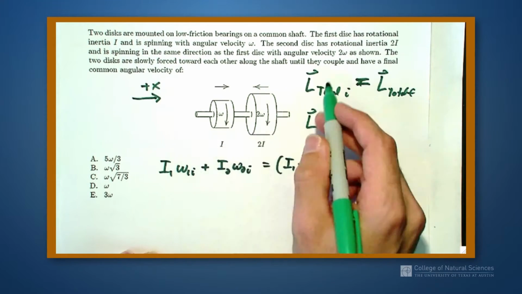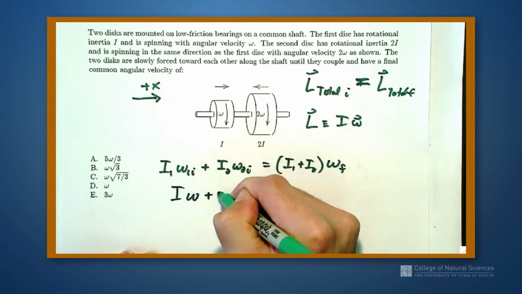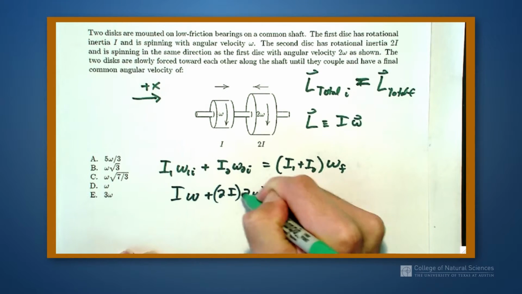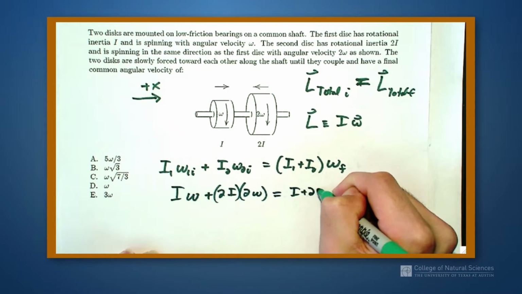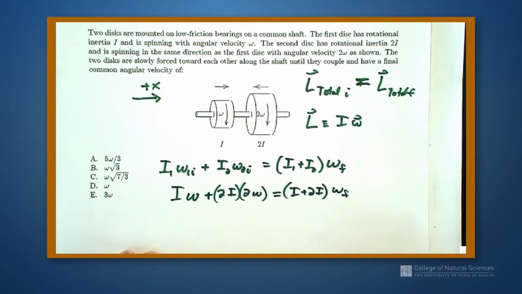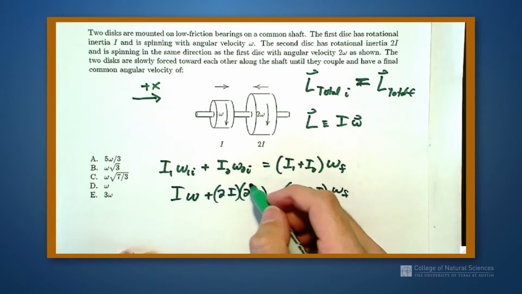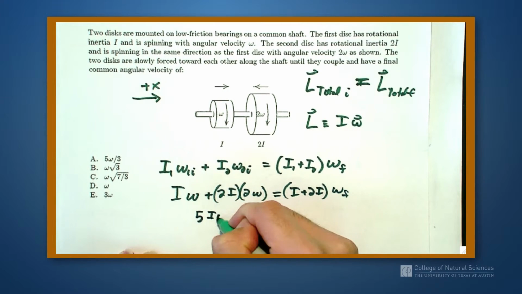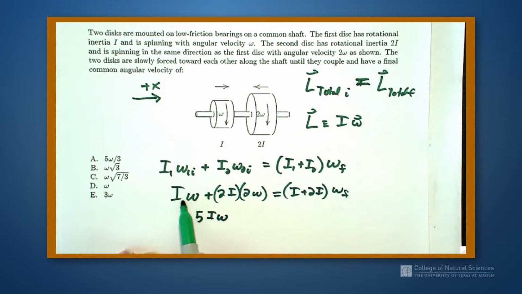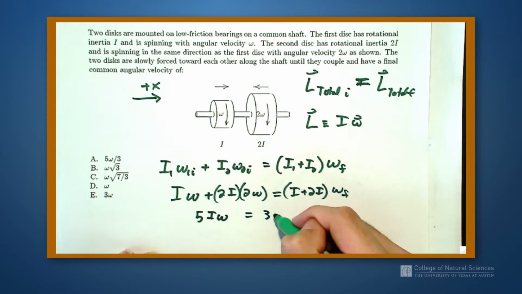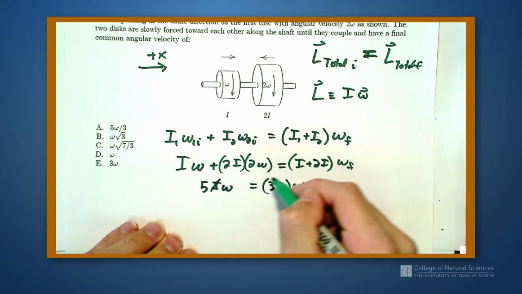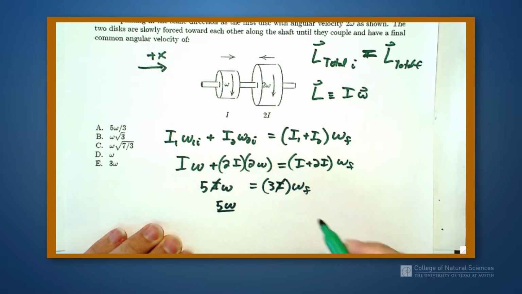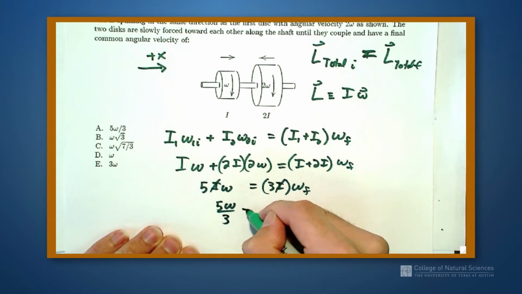So let's plug in some values. We have I omega plus 2I times 2 omega: 2I, 2 omega, 1I, 1 omega. And this is going to be equal to I plus 2I times omega final. And I will see that this gives me 5I omega, 1I omega from here and 4I omega from there, is going to equal 3I here and an omega final. My I cancels with my I, and I get 5 omega over 3 is equal to omega final.